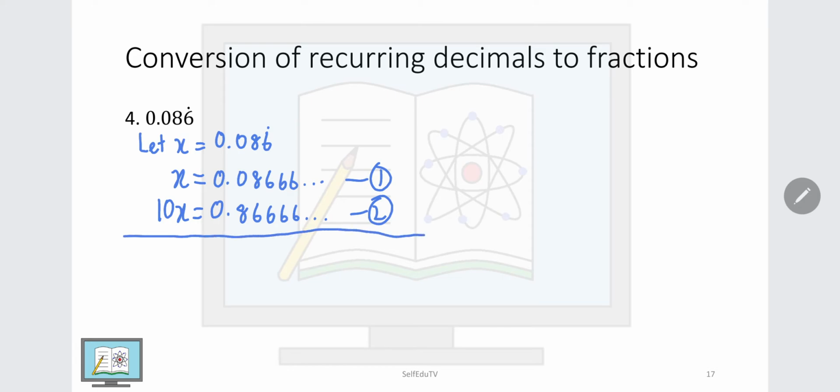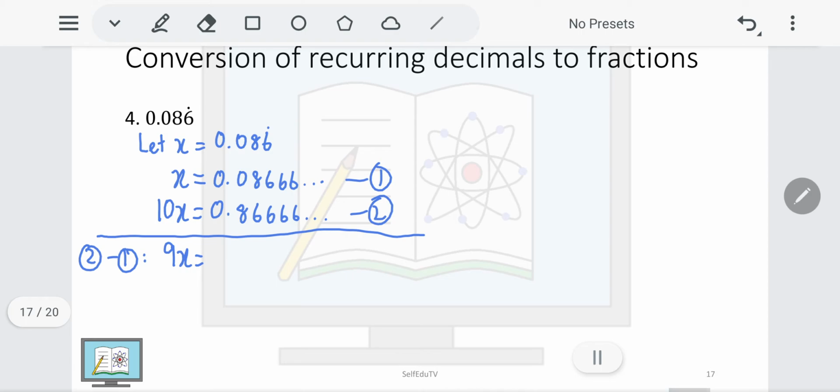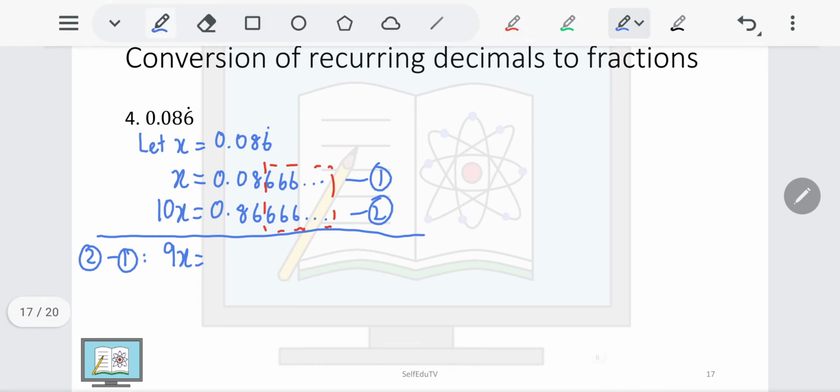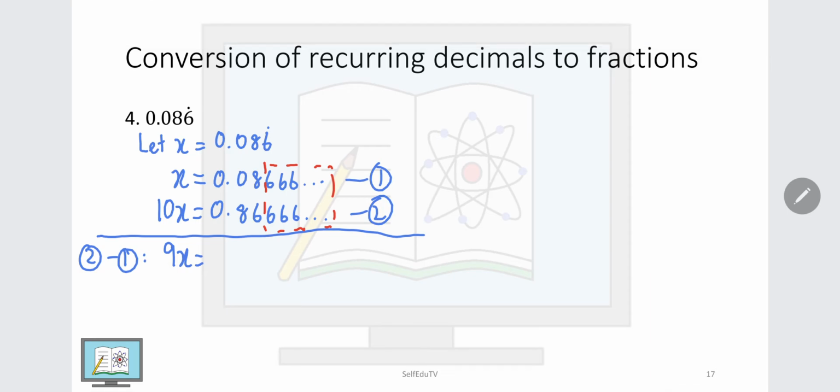Then I subtract. 10x minus x, 9x. Okay, to subtract the decimals, once you have subtracted, this part will be eliminated if you subtract equation 2 by equation 1. So don't get confused. So 0.86 minus 0.08. So you will get 0.78.